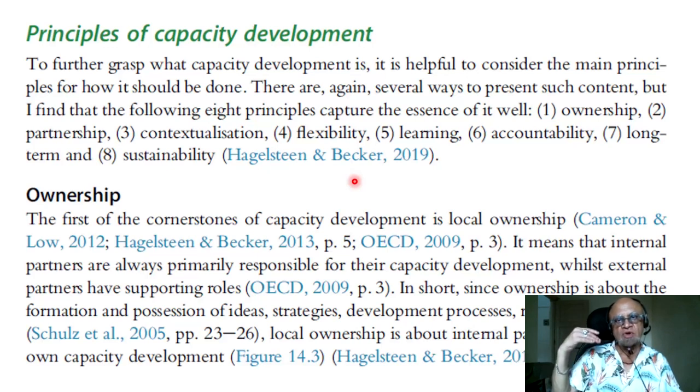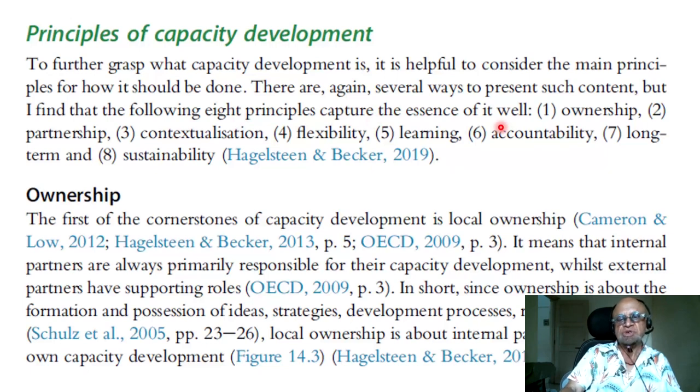So the last podcast is on conclusions, and just before the last podcast I'm adding a few points that are new in the second edition. So let's look at principles of capacity development. To further grasp what capacity development is, it's helpful to consider the main principles of how it should be done. There are again several ways to present such content, but I find that the following 8 principles capture the essence of it very well.